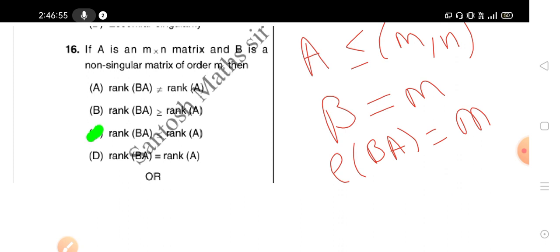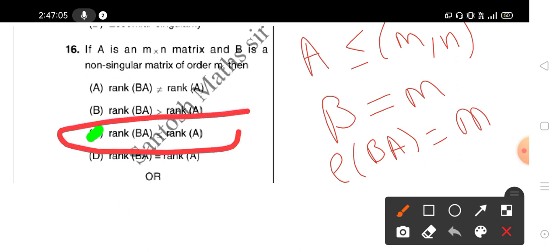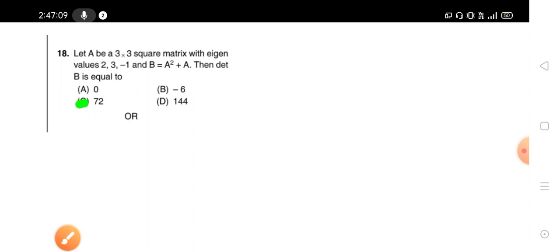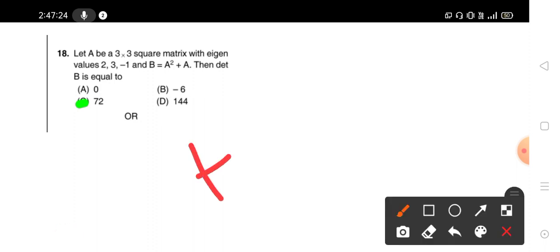Next question. If A is an m cross n matrix and B is a non-singular matrix of order m, then the option gives rank of BA is less than or equal to rank of A. Next question. Let A be a 3 cross 3 square matrix with eigenvalues 2, 3, minus 1 and B equal to A square plus A. Then find the determinant of B. This is for homework.